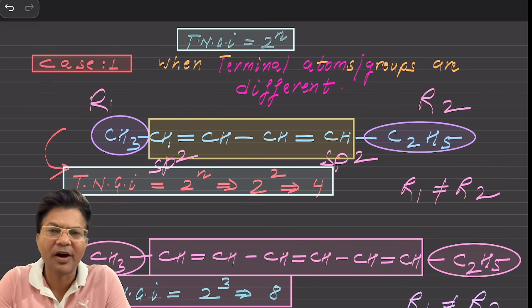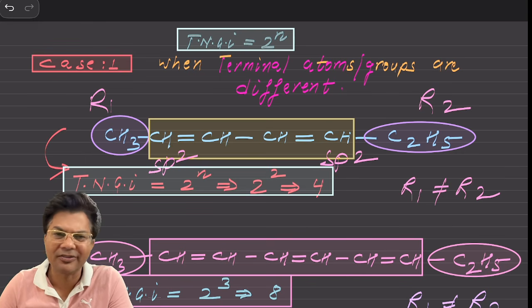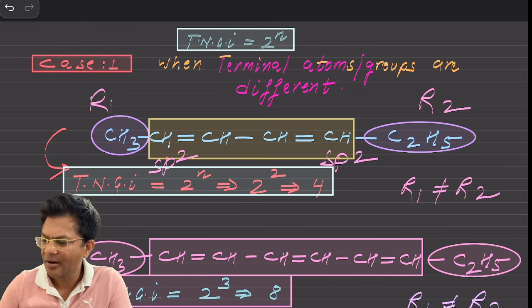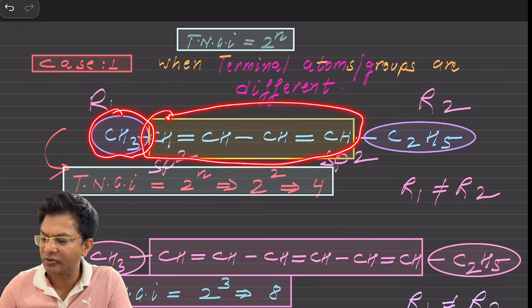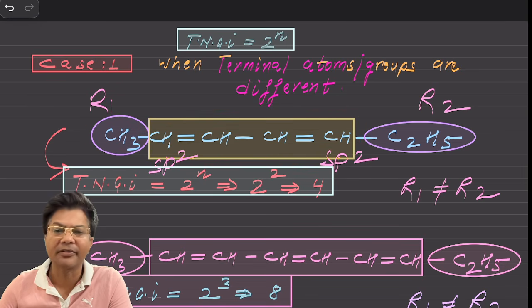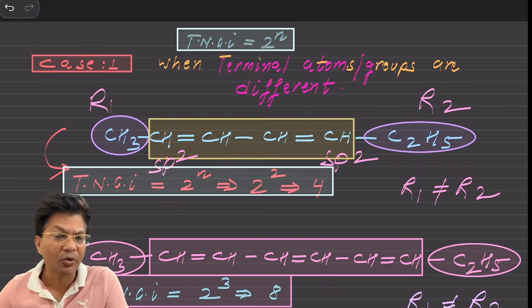So case number 1: once the terminal atoms are different. What do you mean, sir, terminal atoms, how to understand? My dear students, just see from here to here, this has a double bond. So leaving the double bond, the part left is R1, and the part on the other side is R2. One side it's methyl, another side it's ethyl. It can be chlorine, bromine, methyl, chlorine, whatever.